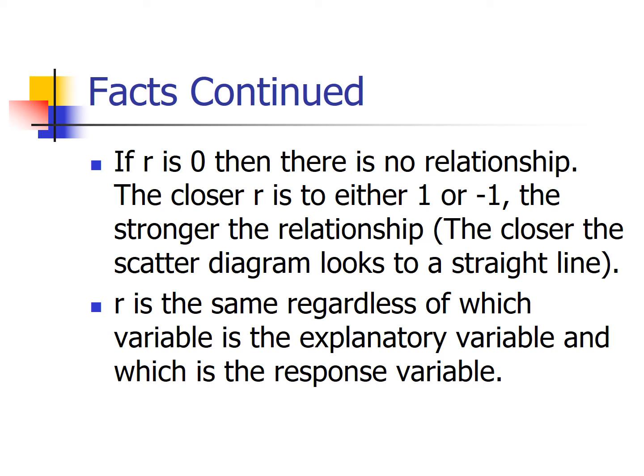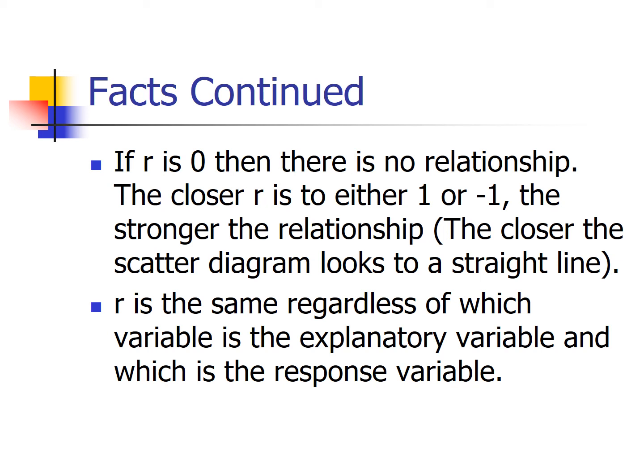The closer r is to 1 or -1, the stronger the relationship is. So this is a way of measuring strength. If something's really close to 1, it's a strong positive relationship. If something is really close to -1, it's a very strong negative relationship.